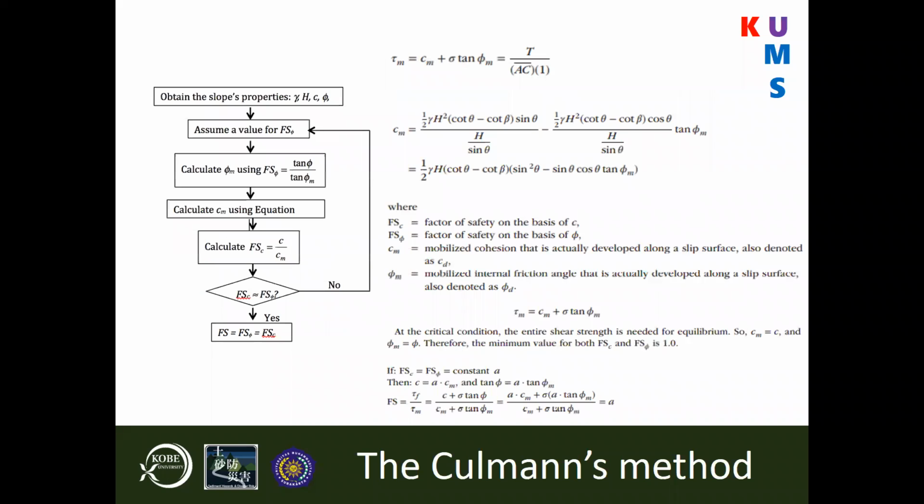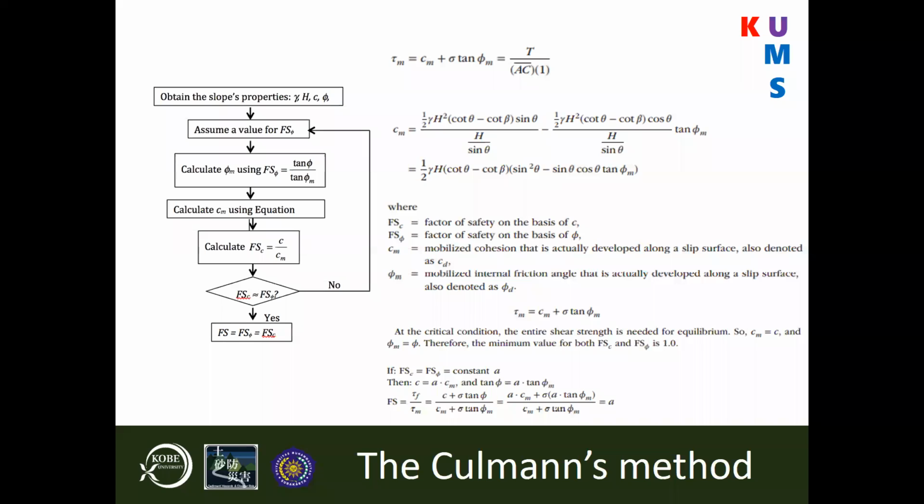And the method itself is explained here in this organigram. So we obtain the slope properties. Again, the mass density of the material, the height of the slope, the difference between the C at the bottom and the AB at the top. Then the cohesion C, which is right there, and the phi, which is again the material internal angle of friction.